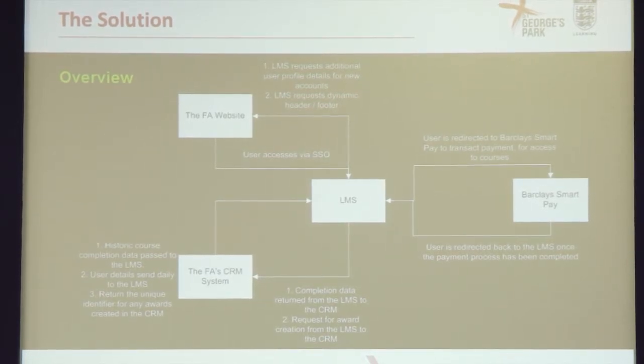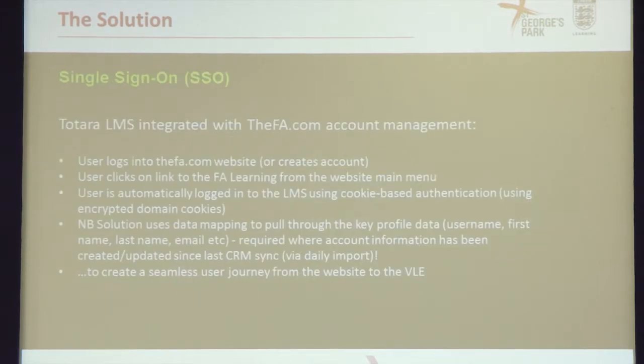As I say, I'll talk more about how we got the data in and how we push it back in a minute, but the main thing to be aware of, bottom left there, is the FA CRM system. So there's a backlog of data about coaches, referees, and such like that we needed to pull into the system to know more about what the users should be able to access and what levels of courses and qualifications they're able to access. Over on the right, we've got the Smart Pay integration as well. So I'll talk a little bit more about each of those areas now, and hopefully you'll find it useful.